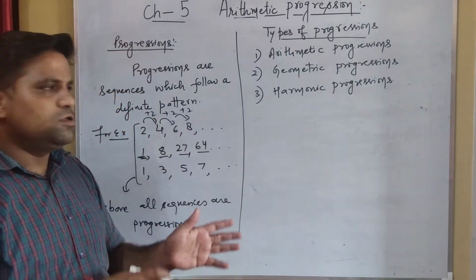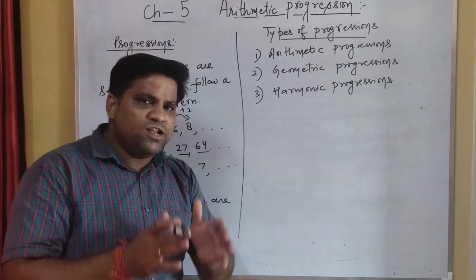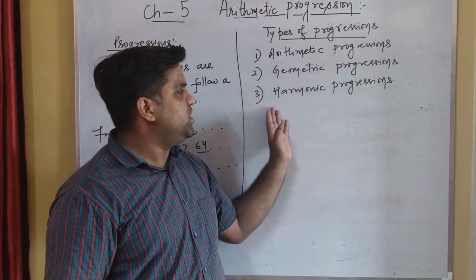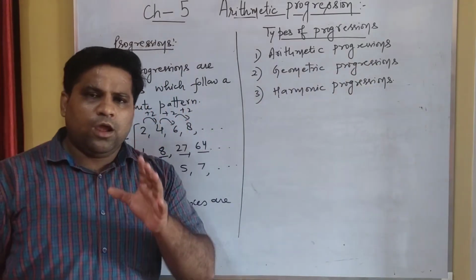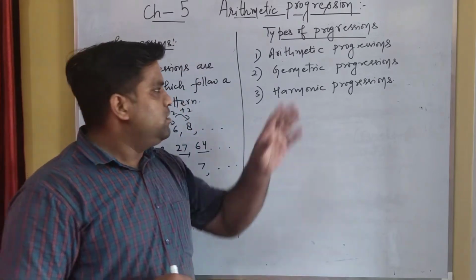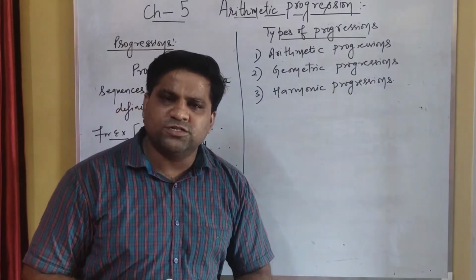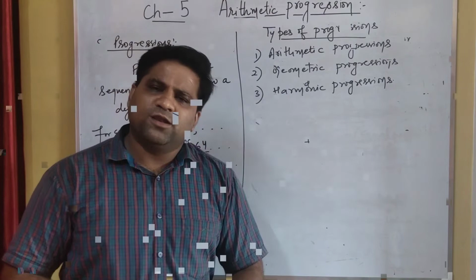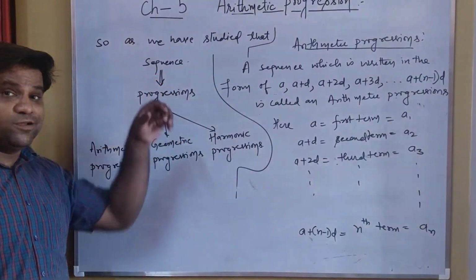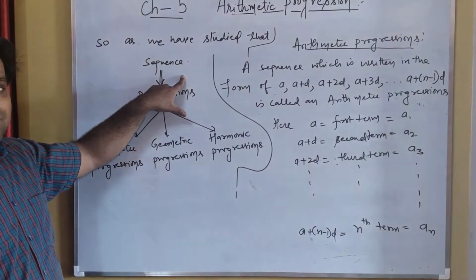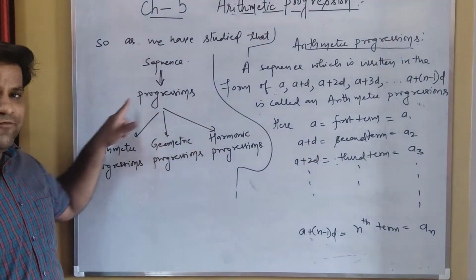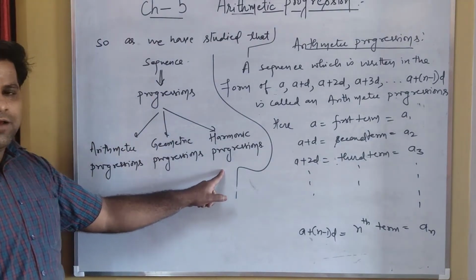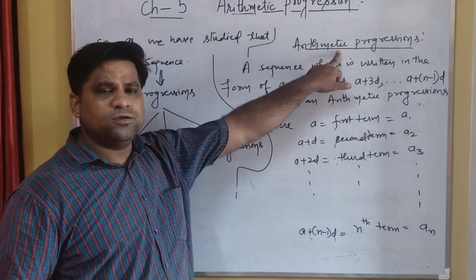Now let us come to the types of progressions. We have 3 types of progressions. The first is arithmetic progression, the second is geometric progression, and the third is harmonic progression. At your level, here we will study only arithmetic progressions. You will study geometric progressions and harmonic progressions in your upper classes. So we have studied what a sequence is, then progressions, and the types of progressions. In our class we will study arithmetic progressions.